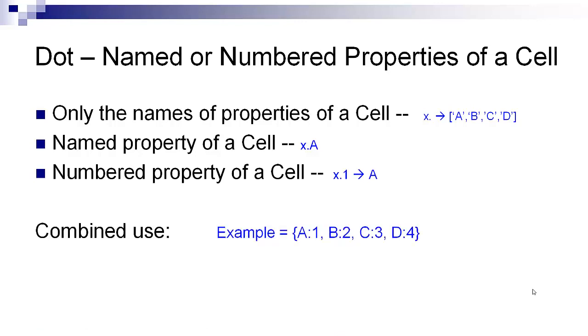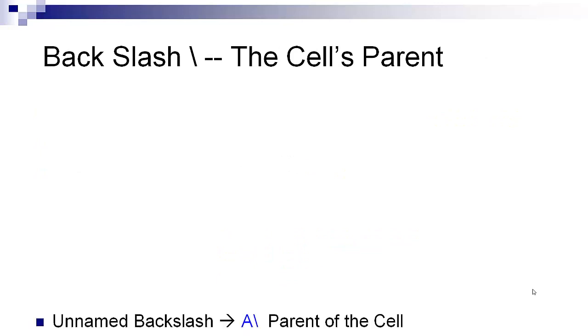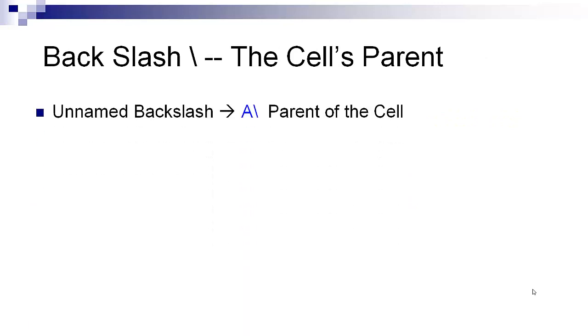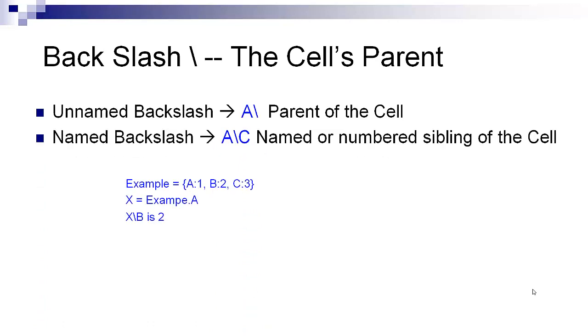And combined use. So here's an example of A, B, C, and D. I'll just assign A to be example.A, and then A backslash dot is actually, the backslash is the parent, the dot are the names, so we can reference anything through our name search logic syntax. And the backslash is the parent cell. You can use an unnamed backslash as the parent of the cell. A named backslash is one of the siblings, where I want one of my siblings.